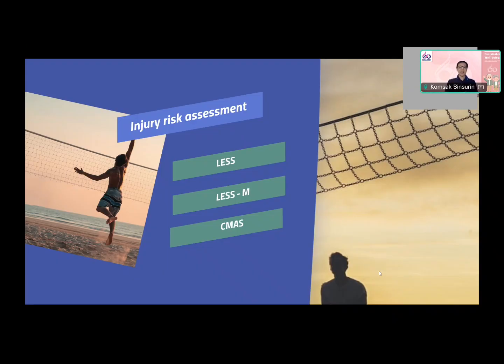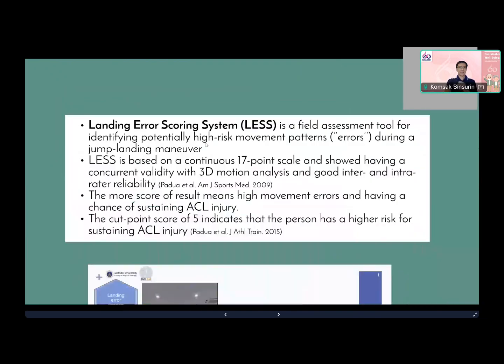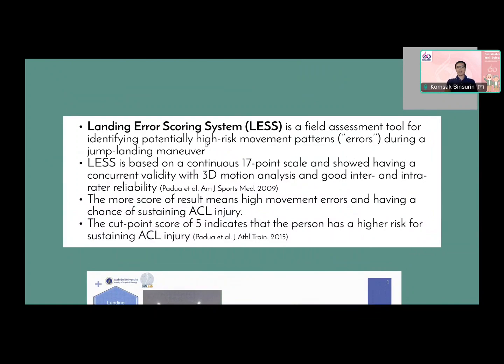These are the common clinical assessments for athletes during landing and cutting movement. Let me introduce the first one, the LESS, or Landing Error Scoring System, which is a field assessment tool for identifying potential high-risk movement patterns, or movement errors, during double leg jump landing. LESS is based on a continuous 17-point scale and shows concurrent validity with 3D motion analysis and good inter- and intra-rater reliability.